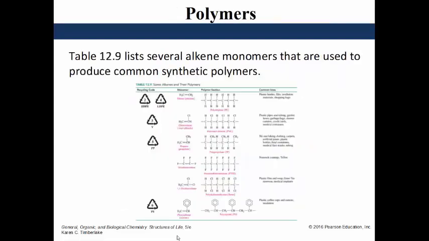This table has several alkene monomers that are used to produce some synthetic polymers. Here are the monomers listed here, written out in the structural formula, and some common uses: plastic bottles, shopping bags, plastic pipes, carpets, artificial joints, and so on, Teflon, plastic coffee cups. So these are some very common examples of polymers here.